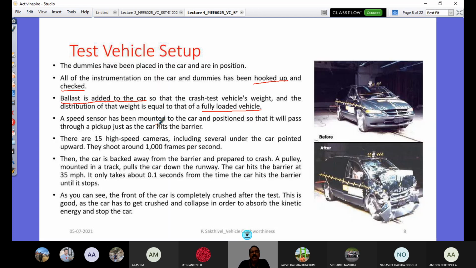A speed sensor has been mounted to the car and positioned so that it will pass through the pickup just as the car hits the barrier. There are 15 high-speed cameras, including several under the car pointing upward, and they shoot around 1,000 frames per second. See, look at the speed of the camera. 1,000 frames per second means you would see every 1,000th of a second what's happening, what is the change in the deformation of your vehicle. So these 15 high-speed cameras' data are very important. We will see them in detail.